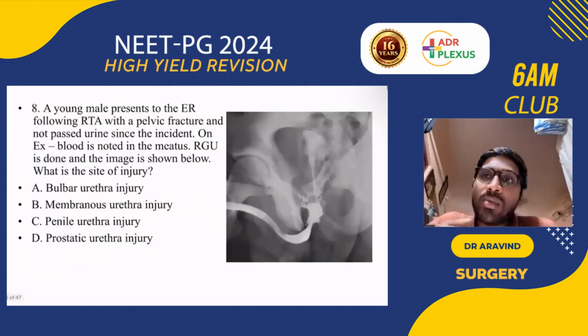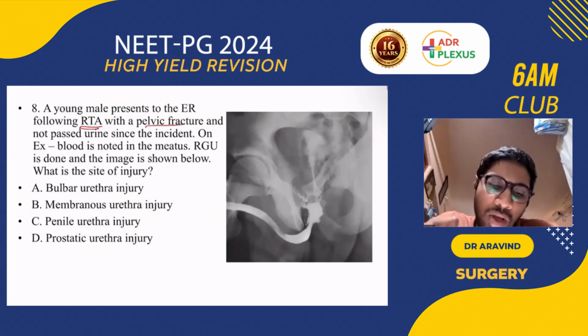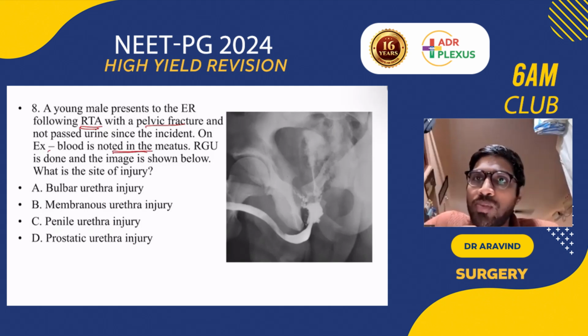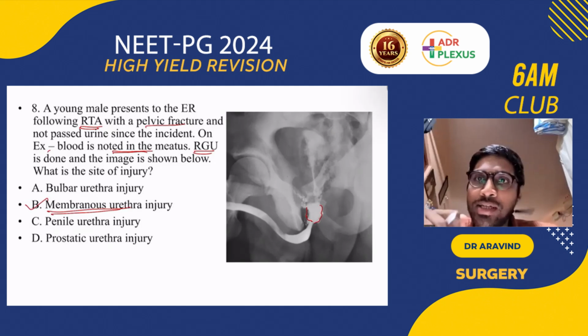Next, urethral injury, repeatedly asked in your exams. A young male presents to the ER following RTA with pelvic fracture and has not passed urine since the incident. On examination, blood is noted at the meatus. So it is mostly a urethral injury. Everyone is getting it right. The retrograde urethrogram image shown below shows the disruption of the urethra here, the membranous urethra. Very good.